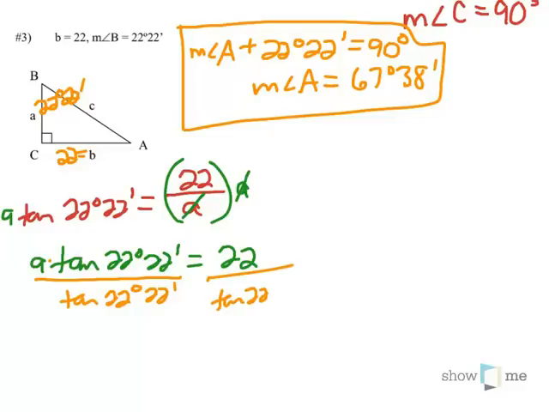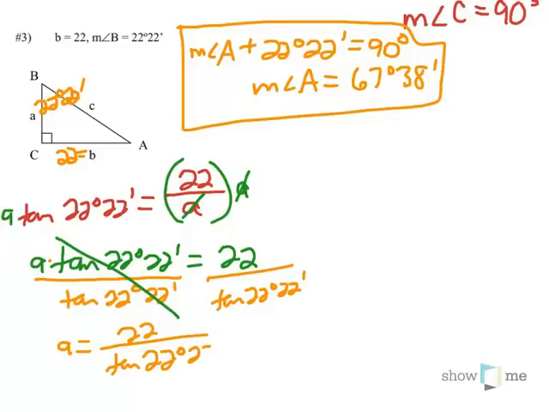Tangents cancel on the left. We get A. On the right, we get 22 divided by tangent of 22 degrees 22 minutes. To the nearest tenth, we get 53.5.